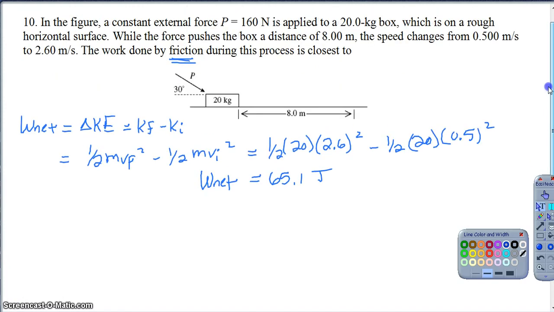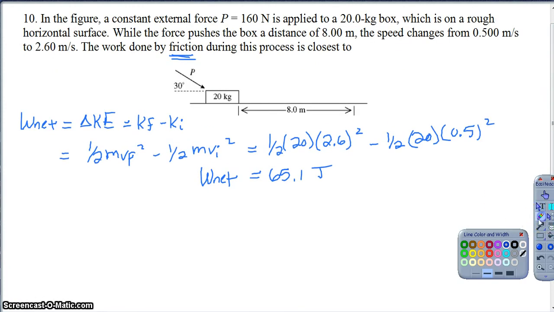Well, the key is I know that there are two forces acting on this crate. There's the force P, which I'm exerting, and then obviously they're implying that there's some friction working against us. So I know that the net work is going to come from the work done by force P plus whatever the work done by friction is, but obviously the work done by friction will be a negative number. So I need to find the work done by force P, and then that helps me find the work done by friction, because I know that the net work is 65.1.